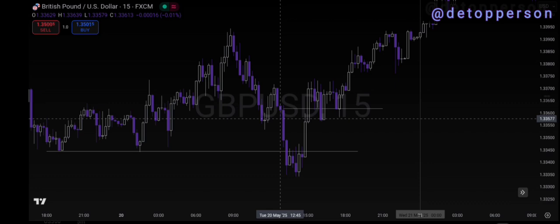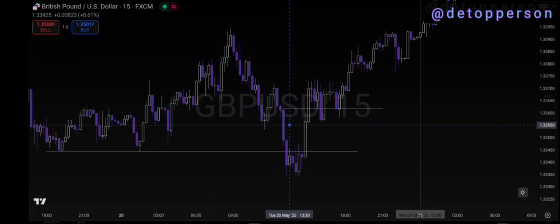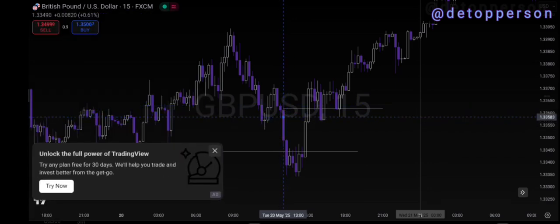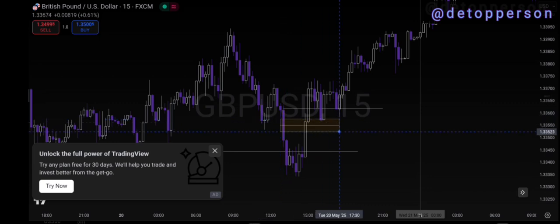Now I'm just showing you how the 2022 ICT model actually works. Okay, so price came back to this fair value gap. The good thing is you can actually make use of fair value gap, you can make use of inversion, you can make use of breaker, you can make use of other blocks I mean, as your point of interest or your entry point.